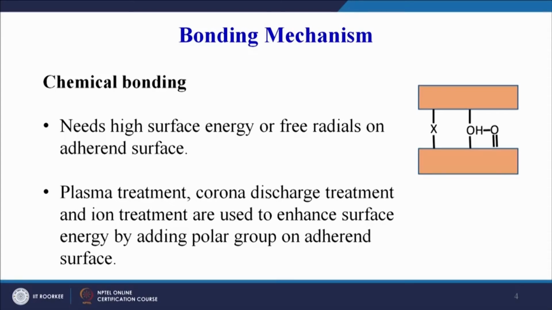Plasma treatment is one such treatment, corona discharge is another treatment, then ion treatment of the surface. These treatments are used to enhance the energy and these add polar groups on the adherent surface. And these polar groups will help us to facilitate chemical bonding between the adhesive and the adherent. So that is a requirement, and if these treatments are done on the surface, we can get a very good bonding between the adhesive and the adherent.